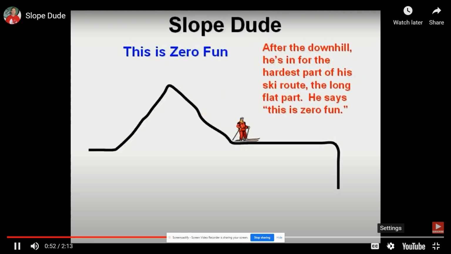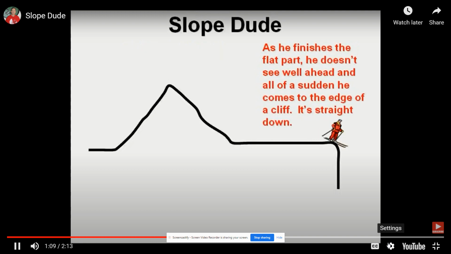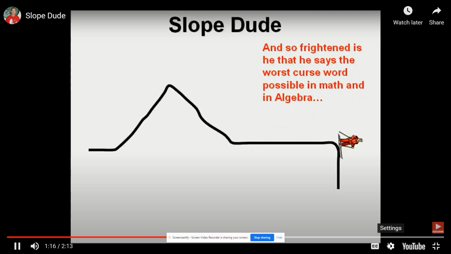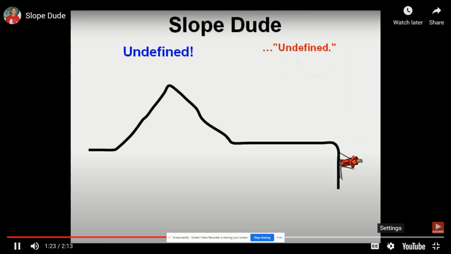And now, after the downhill, he's in for the hardest part of the ski run, the long, flat part. He says, this is zero fun. And as he finishes the flat part, he doesn't see well ahead, and all of a sudden, he comes to the edge of a cliff. It's straight down. So frightened is he that he says the worst curse word possible in math and in algebra. Undefined.